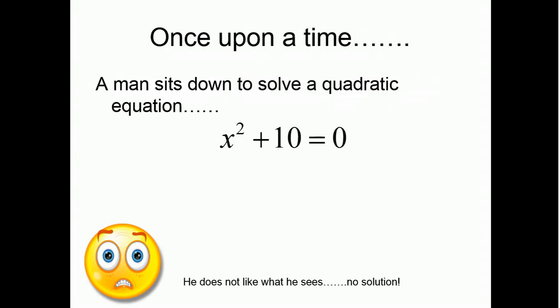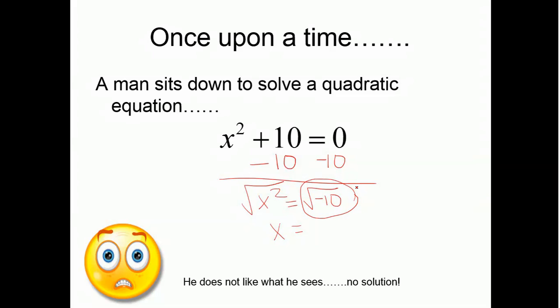So, once upon a time, a man sat down to solve a quadratic equation. He subtracted 10 from both sides, like you would do, and got x squared equals negative 10, and then he took the square root of both sides. He tried that, and that didn't work. He didn't like what he saw. There was no solution, and he knew there were supposed to be two solutions. So, what can you do?